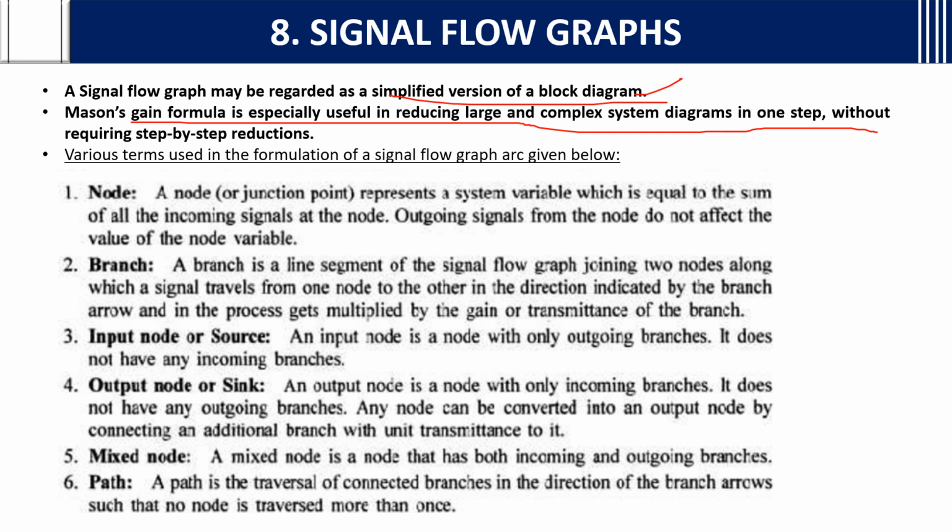Path. A path is the traversal of connected branches in the direction of the branch arrows such that no node is traversed more than once. Path is nothing but, if this is the source and this is the destination, based on the branches it is going to traverse in one direction. Connected branches in the direction of the branch arrow, such that no node is traversed more than once. Only one time it is going to pass each node. It should not repeat more than once. Understood? That is nothing but a path.